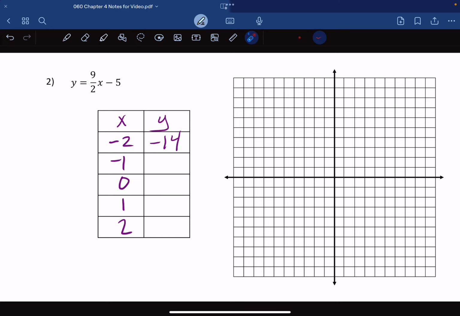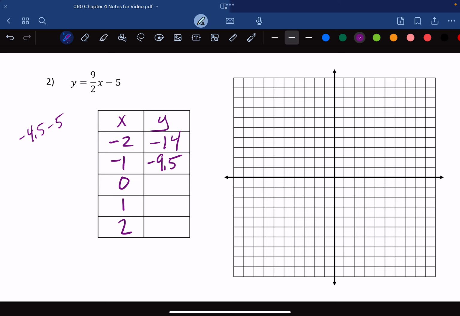Either way, our next one here, we have 9 halves times -1, which gives us -9 halves. And 9 halves is -4.5. So then we have -4.5 minus 5, which is -9.5. So it looks like we're graphing a decimal, which is a half, not too bad.